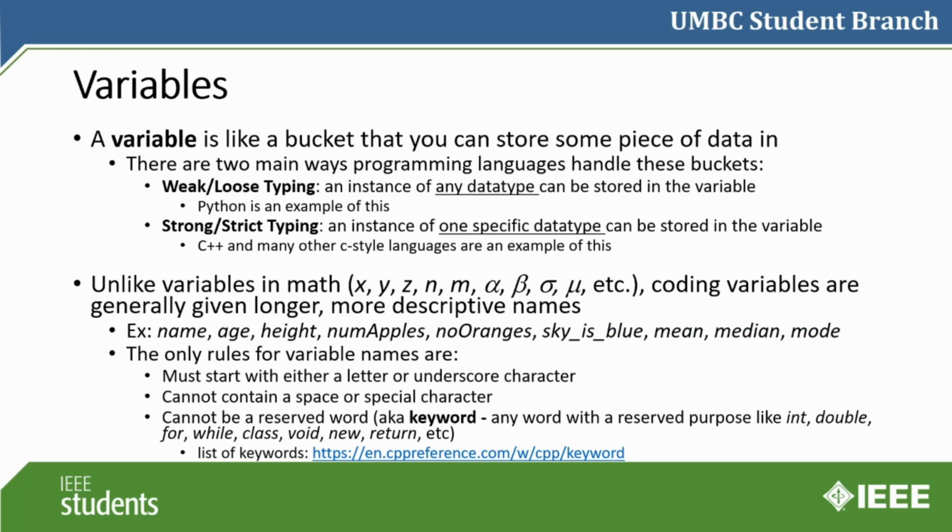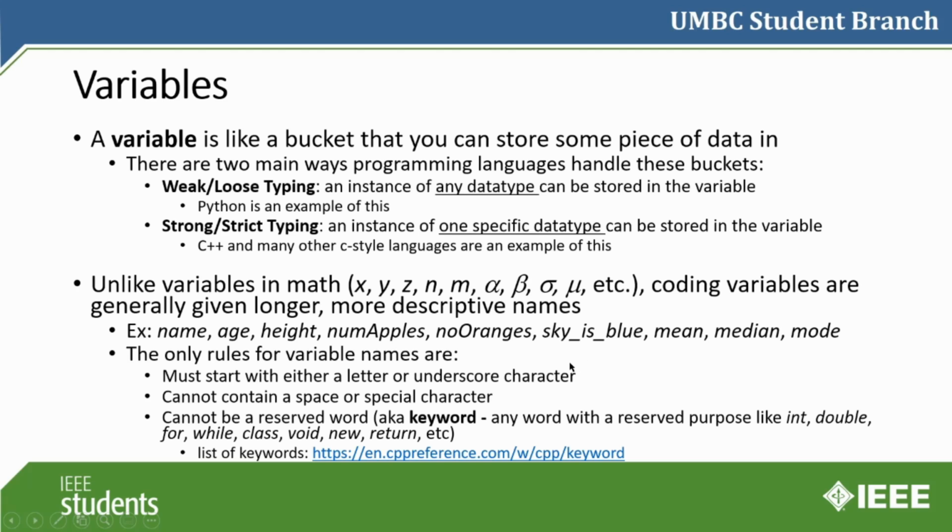Okay, so up next, we're going to talk about variables. Variables are like a bucket you can store data into. C++ uses something called strong typing or strict typing, meaning that every variable can only have one kind of value stored into it. So if you have a string variable, you can only put strings in it. If you have an int variable, only put ints into it, etc. Unlike in math, where you have just letters from various alphabets as variables, in coding, you are encouraged to use more descriptive variable names. It will help you understand what your code is doing.